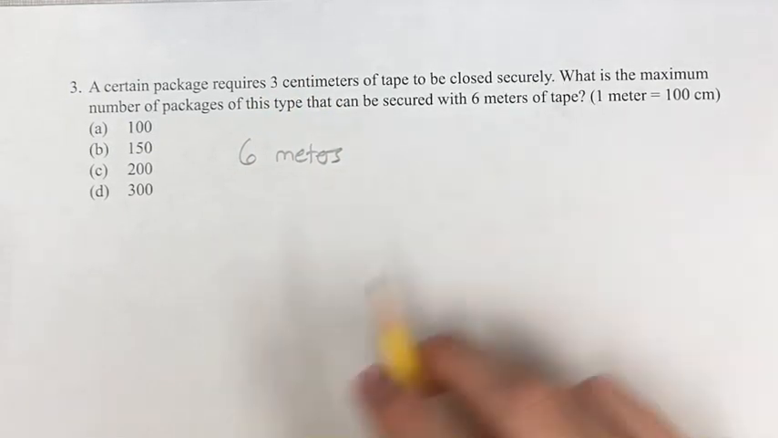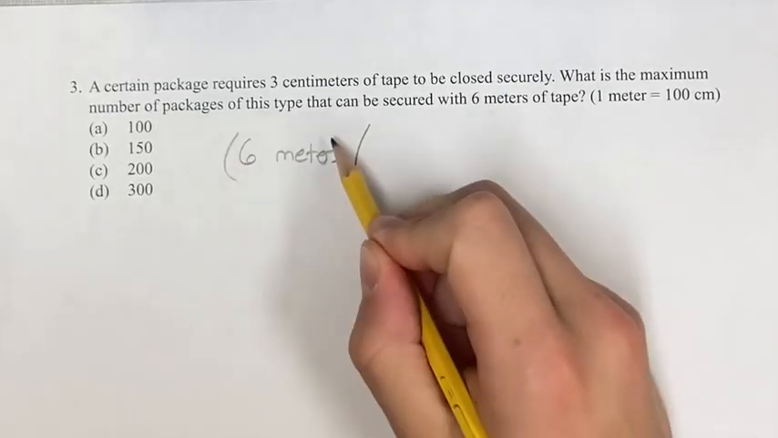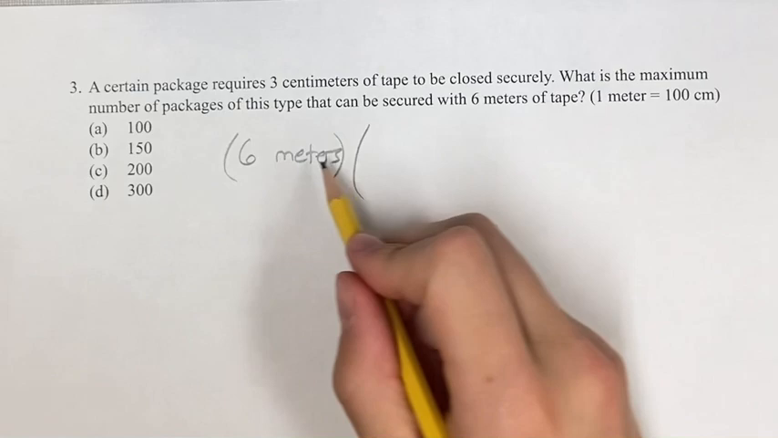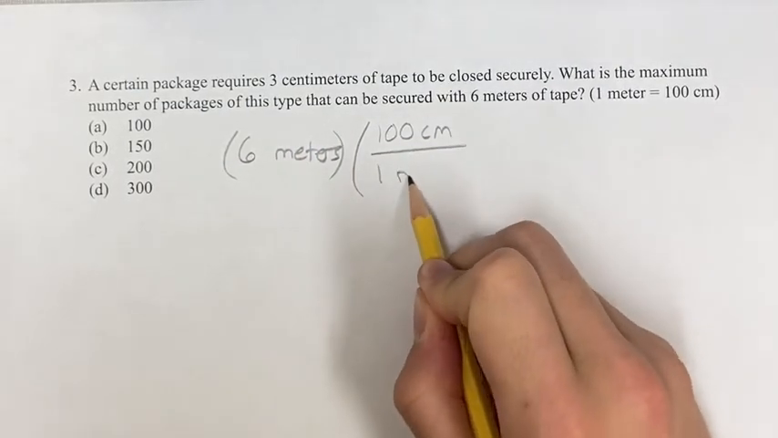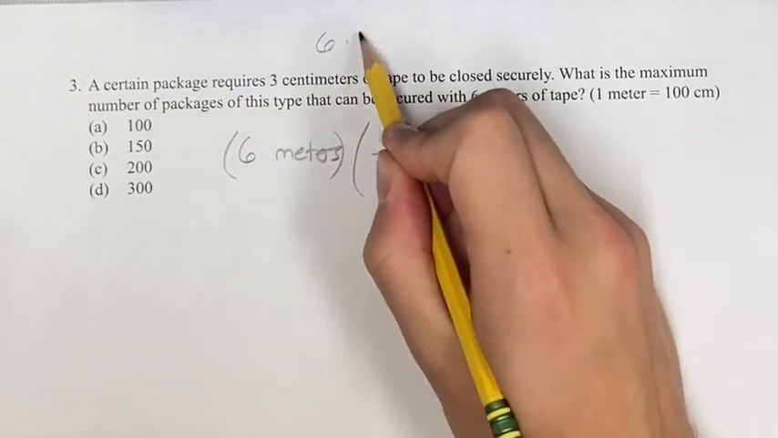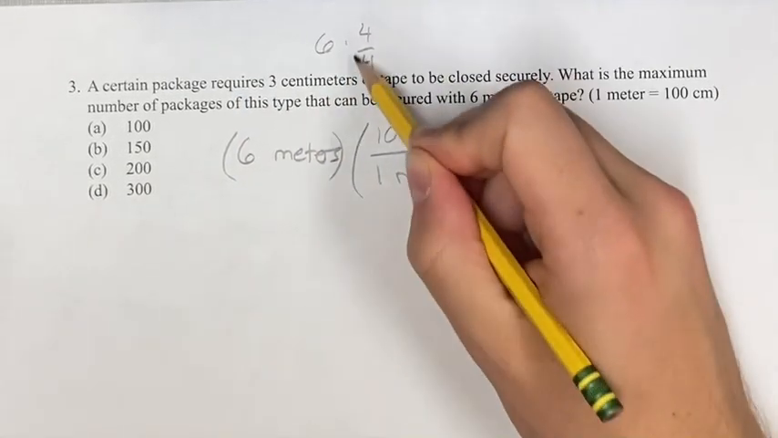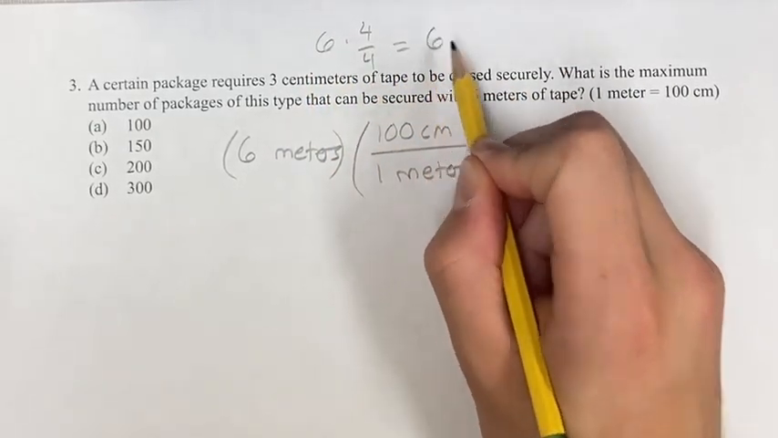We're told 1 meter is equal to 100 centimeters. So if we multiply this, let's get these in parentheses just to make it clear, by the fraction 100 centimeters over 1 meter. This is like multiplying 6 by 4 over 4. This is equal to 1, so 6 times 4 over 4 is 6 times 1, which is equal to 6.